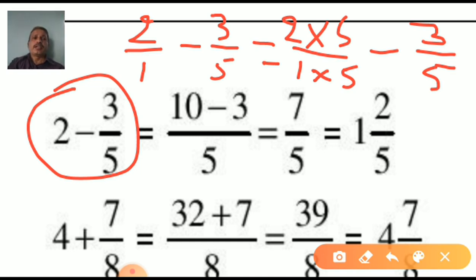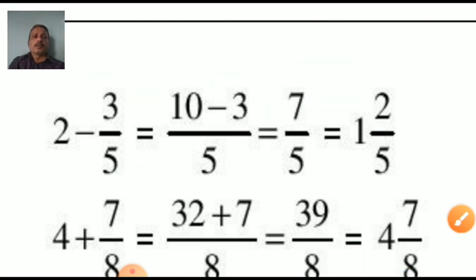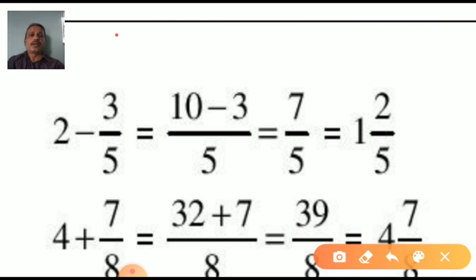Okay, what is the next step? Yes, the next step should be 10 upon 5 minus 3 upon 5. This is an overwritten example with extra calculations for your understanding. Otherwise, you can directly multiply with the number and you will get the same denominator. Yes, student. Now 10 upon 5 and 3 upon 5. So how to solve this one? We know this one. 10 upon 5 minus 3 upon 5.